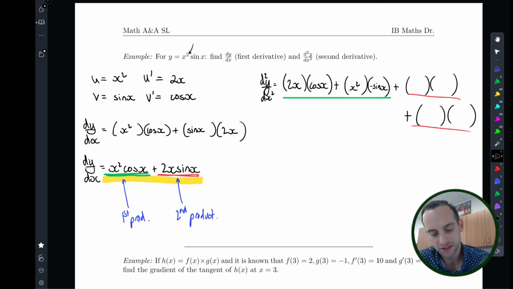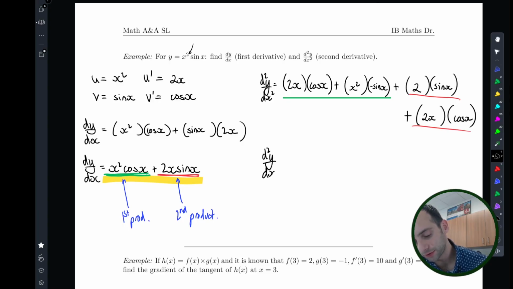The remaining parentheses are filled out from the second product, which is the 2x sine x. So again, we'll take the derivative of the first function, that's 2. We'll leave the second function alone, that's the sine x. We'll leave the 2x alone and take the derivative of sine x to get cosine x.